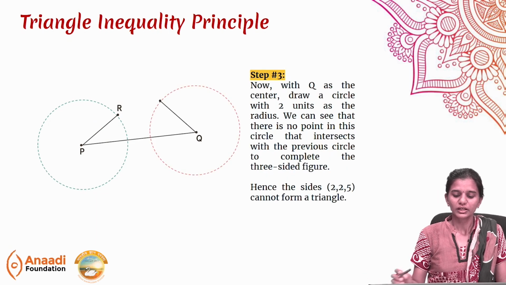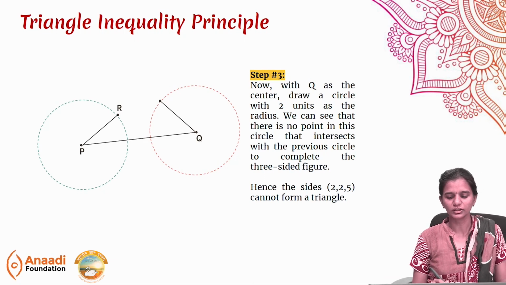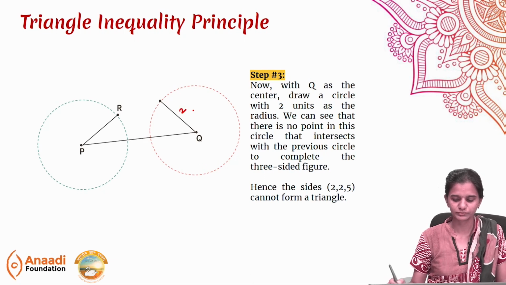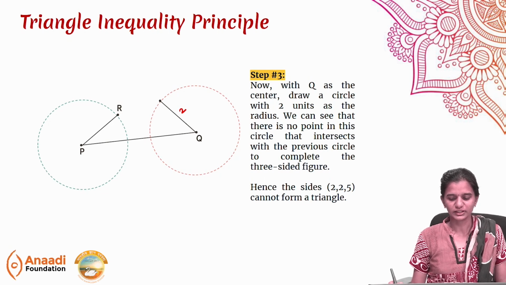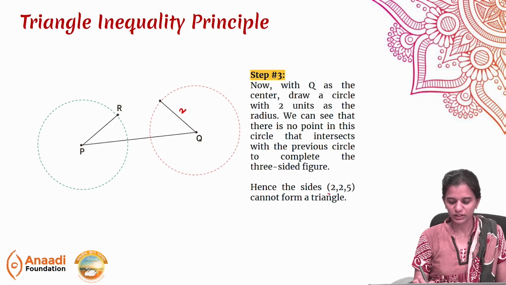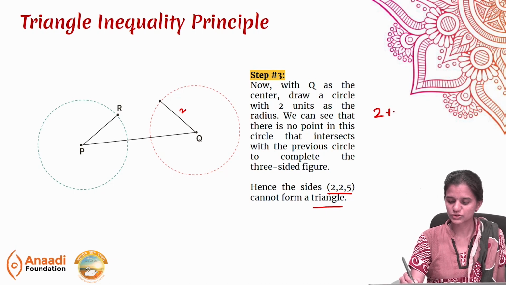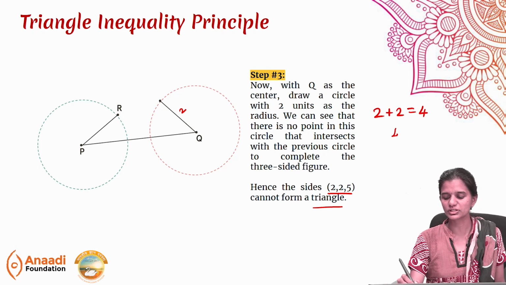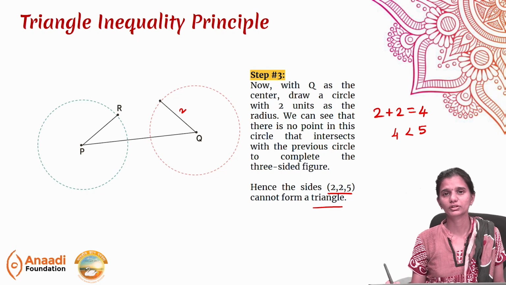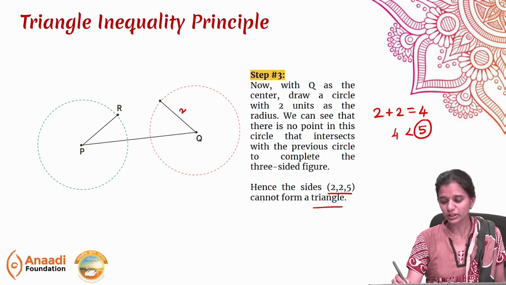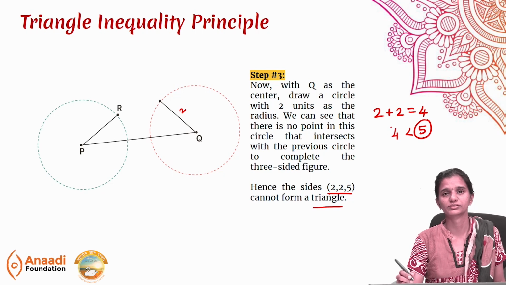Then, with Q as center, draw a circle with 2 units as the radius. Now, we see that no point in this circle intersects with the previous circle to complete the triangle. Hence, 2, 2, 5 cannot form a triangle. Why? We say that 2 plus 2 is equal to 4, which is less than 5. No side can be longer than the sum of the other sides. Hence, this cannot form a polygon.